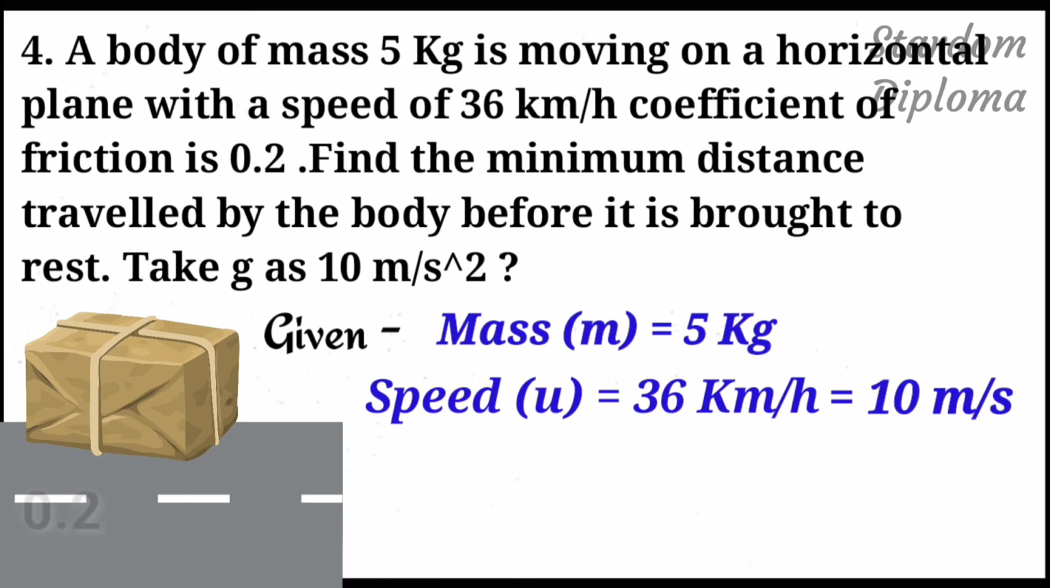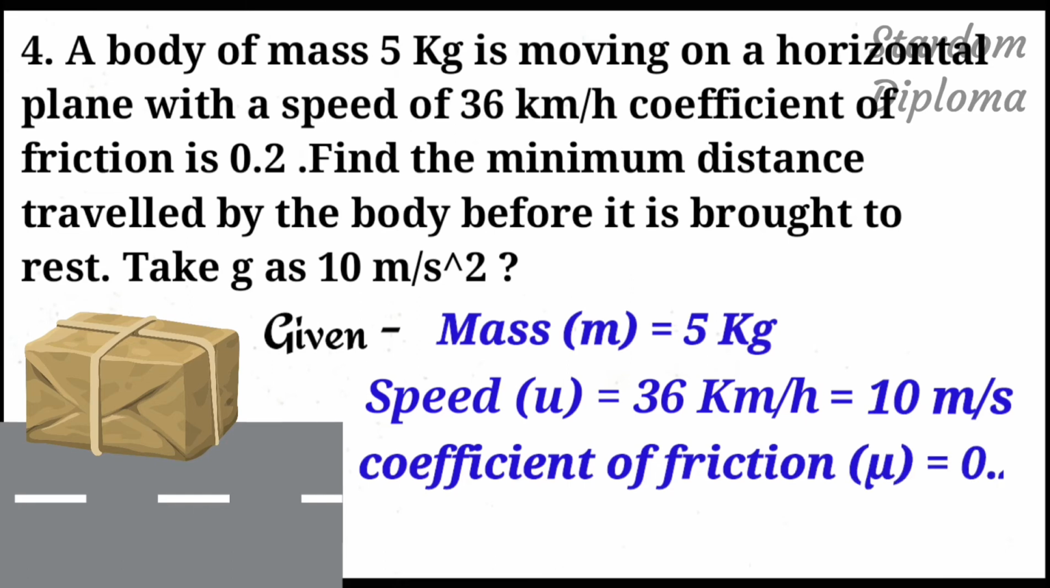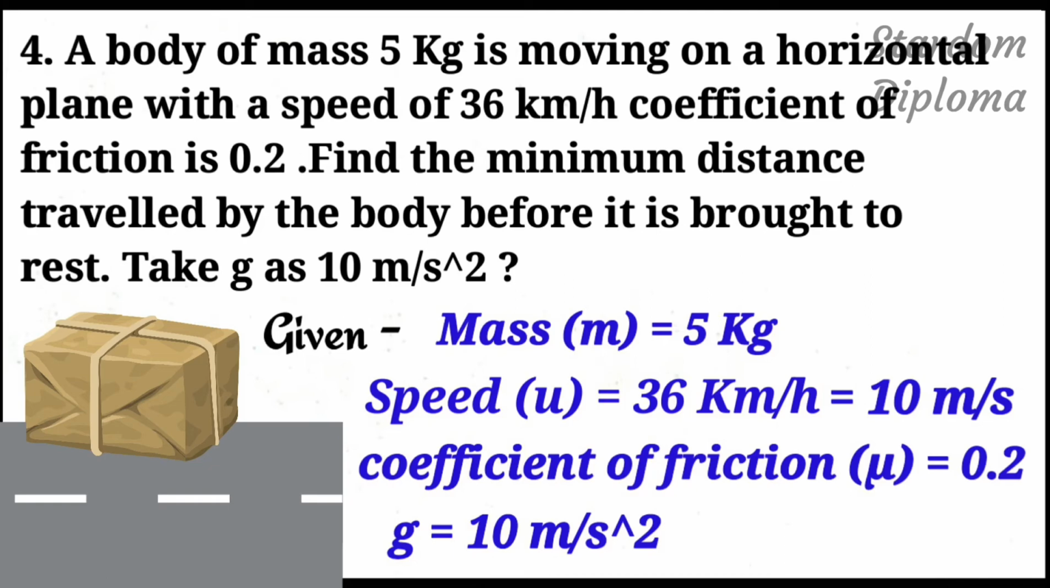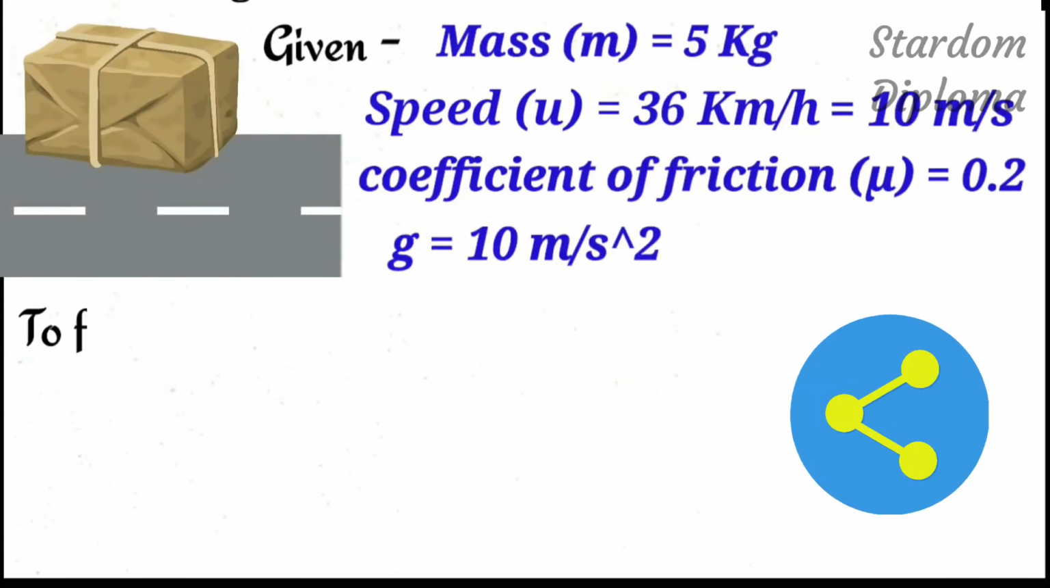And the coefficient of friction between the body and the horizontal plane is 0.2. So, mu is equal to 0.2. Here they already gave acceleration due to gravity as 10 meter per second square. So, g is equal to 10 meter per second square. And we need to observe the last line. He asked us to find the distance travelled by the body before it is brought to rest.